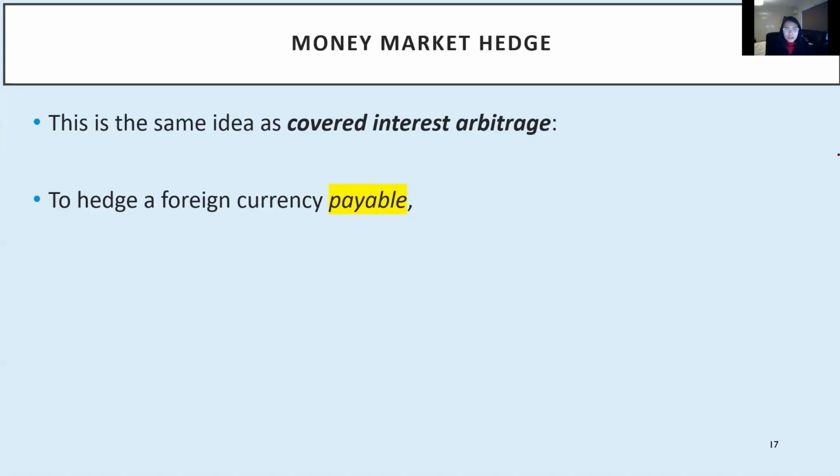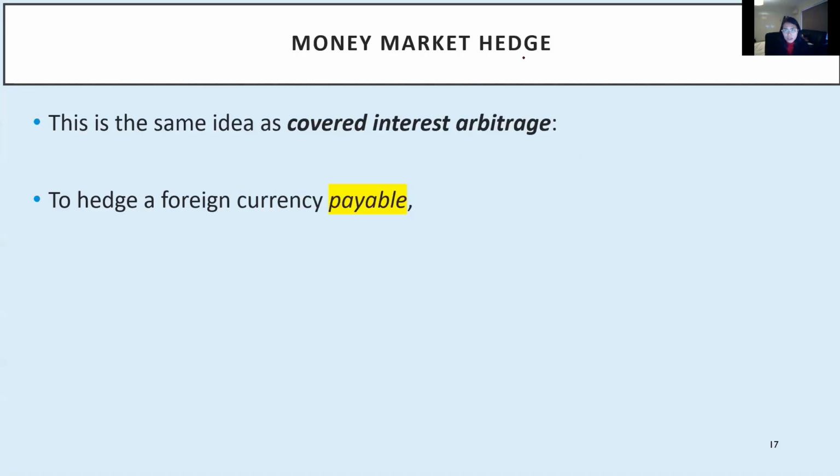So for now, let's talk about money market hedge. With money market hedge, the idea is similar to a covered interest arbitrage. And the idea here is what if there is no forward market for us to hedge? What if there's no forward market for us to enter into? We can't find any counterparty that provides a forward contract for us. So in that case, we can get around that problem using money market hedge.